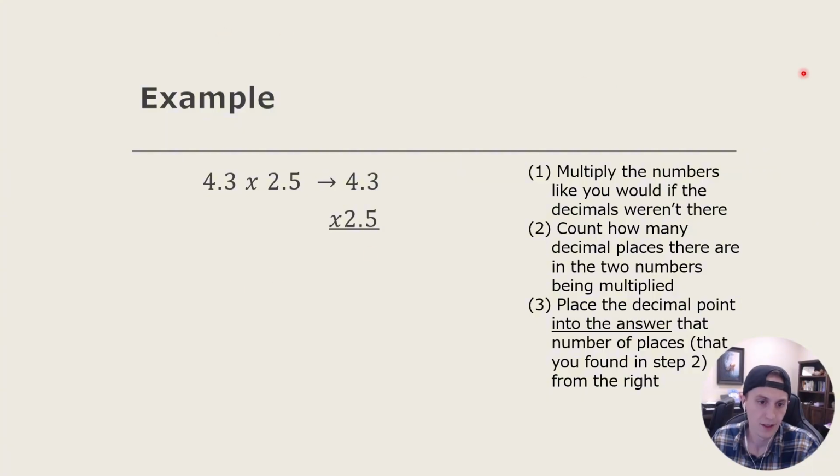On the left, here's our example. 4.3 times 2.5, let's write it up over here. Our first step: multiply the numbers like you would if the decimals weren't there. What I mean is multiply 43 times 25 using your favorite rules, however you were taught in elementary school or middle school, whenever you were learning all this stuff.